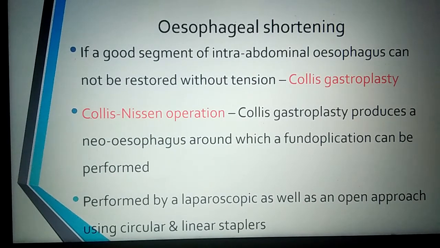If we are lacking in following the first principle of GORD surgery, that is creation of an adequate length of intra-abdominal esophagus, then the option available is known as Collis gastroplasty. If adequate length of intra-abdominal esophagus cannot be restored without tension, this Collis gastroplasty is indicated. What is this Collis gastroplasty? We'll discuss. Let's first go with this Collis-Nissen operation.